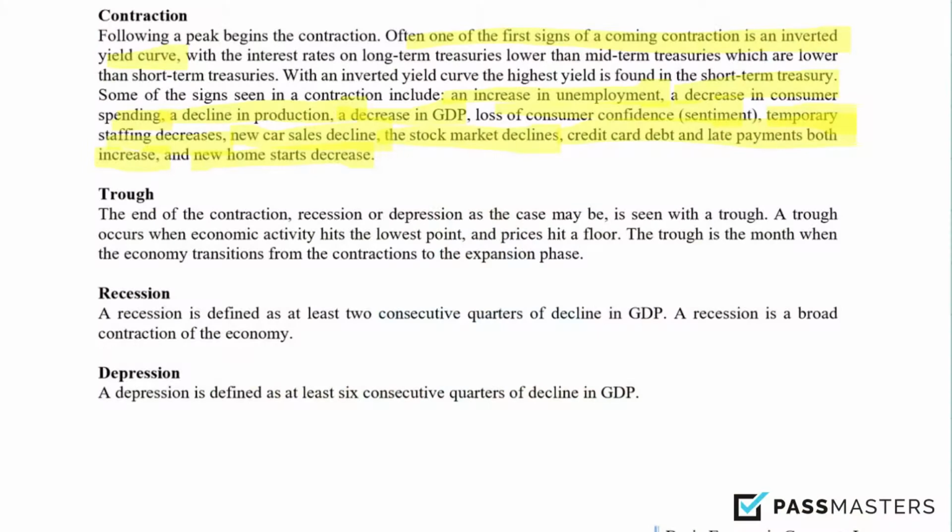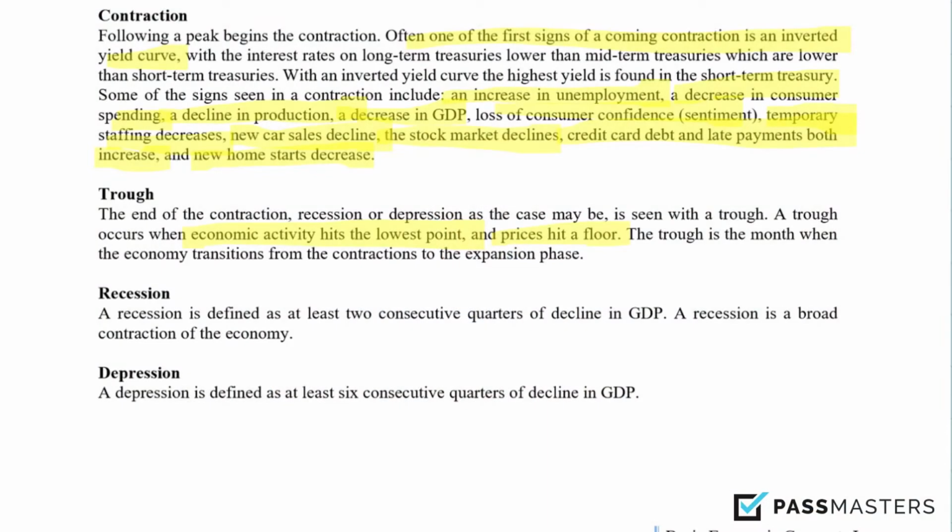What comes next? The trough. Similarly to the peak, we don't know when we're in the trough until we start to expand again. So what are some signs that we may see in a trough? Economic activity hits the lowest point. Prices hit a floor. And it's the month in which we begin to expand again. So as low as we can go, and then we grow.